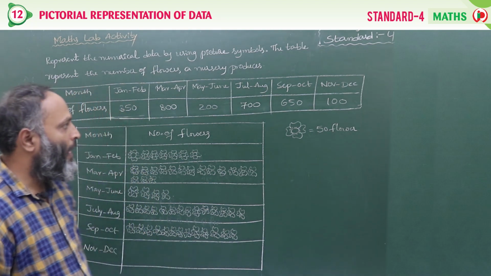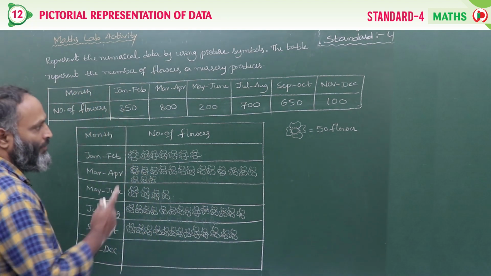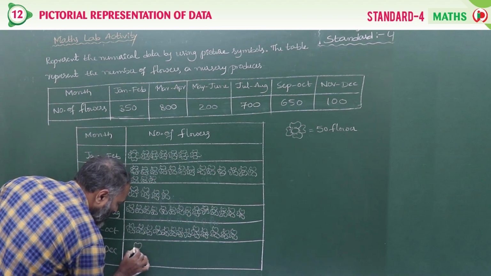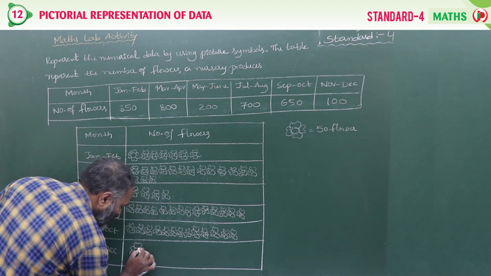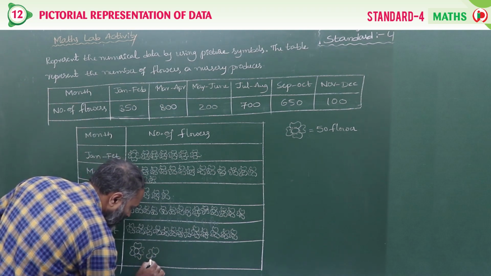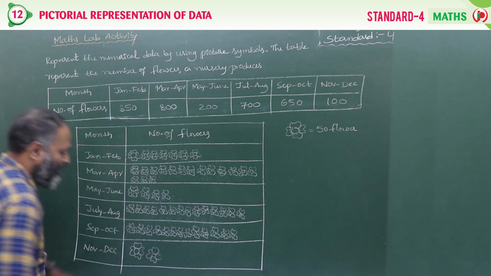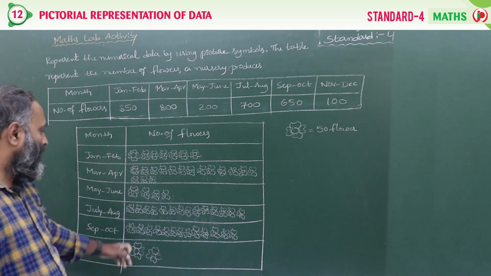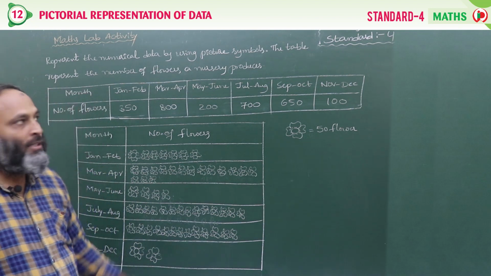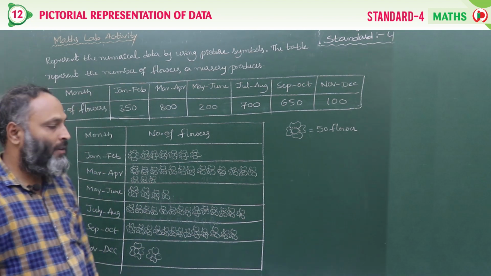13 flowers. Now in the month of November and December, only 100 means 2 flowers. So we should draw only 2 flowers. One flower is 50, another flower is 50, 100 flowers. Okay. So this is your maths lab activity. Okay, students.